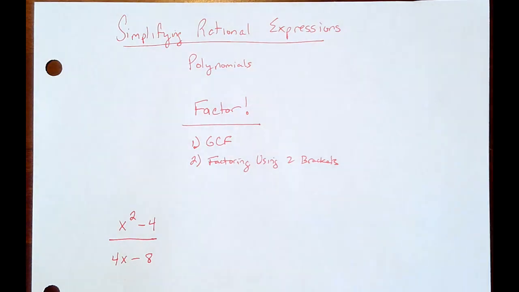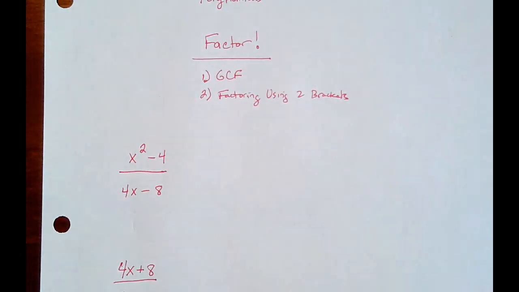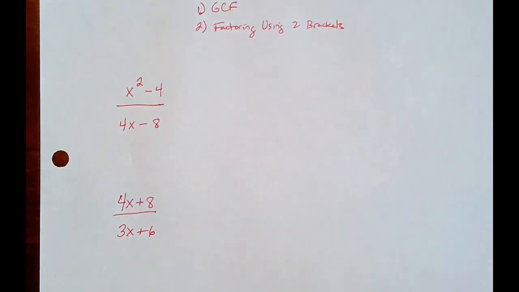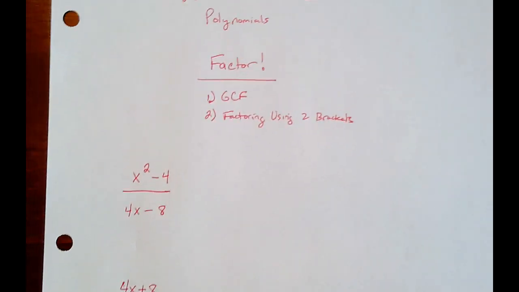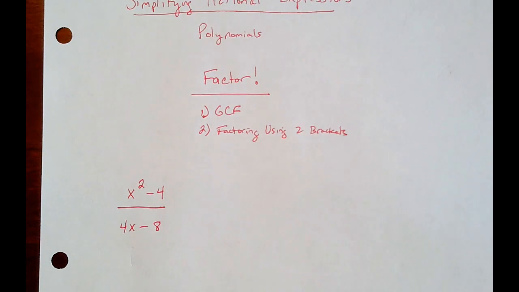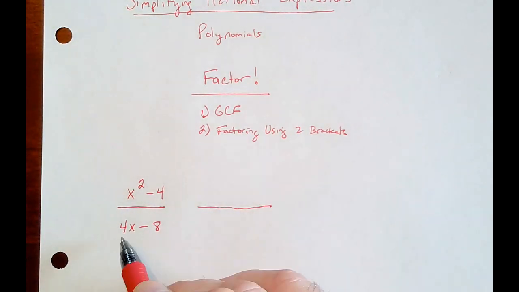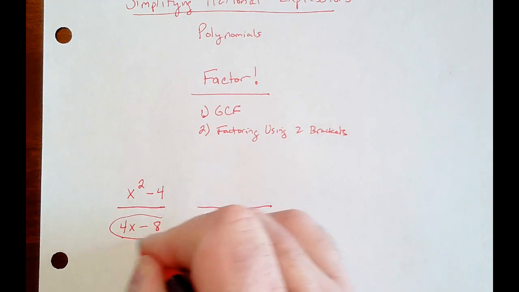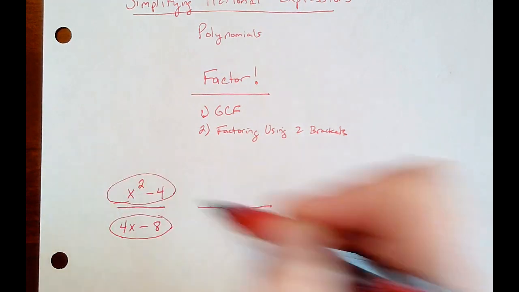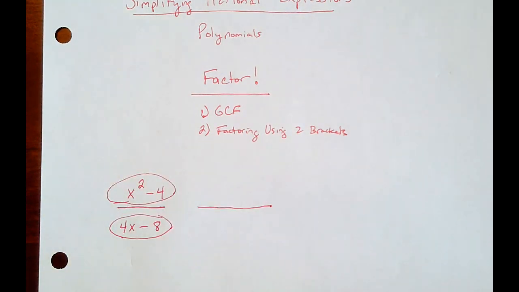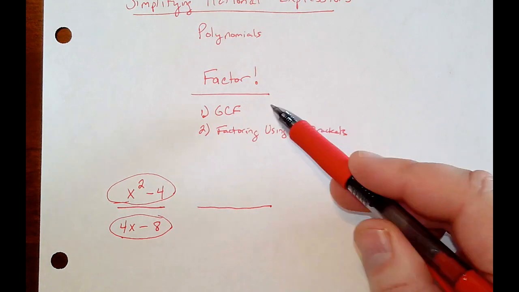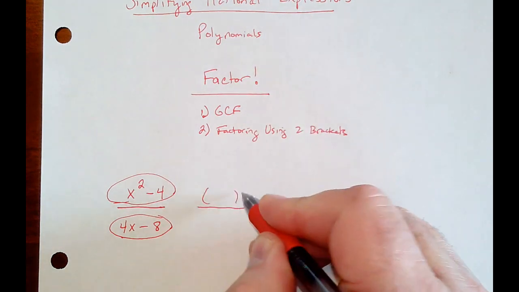So look at this question here. On the bottom of my fraction, I'm going to factor that separately and factor that separately. Well, x squared minus 4 does not have a GCF, so I have to use two brackets automatically.